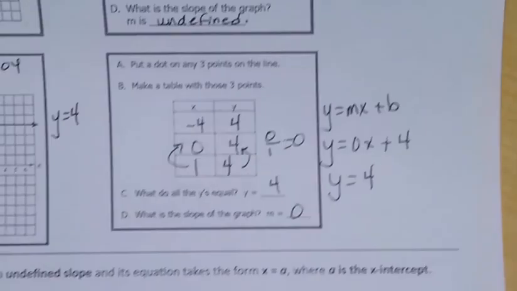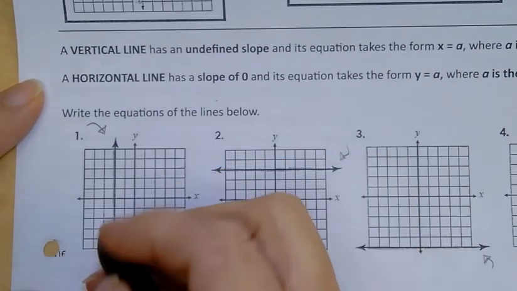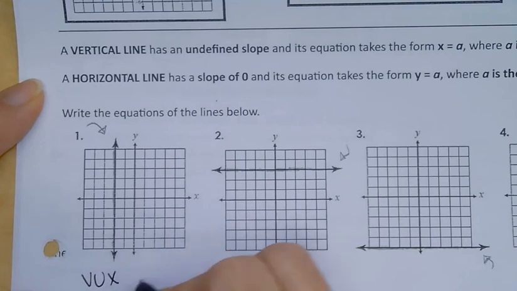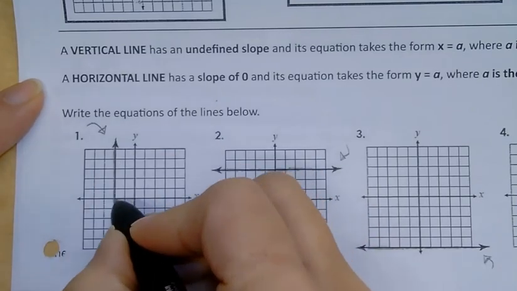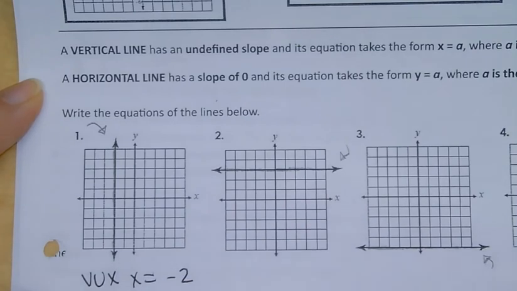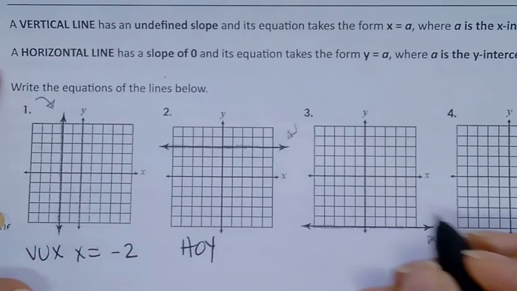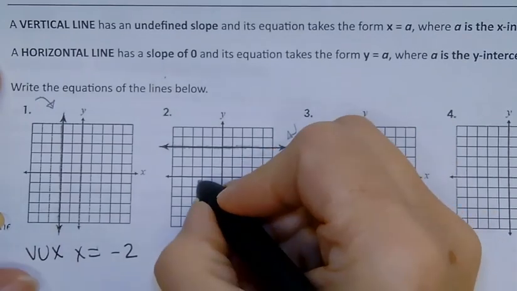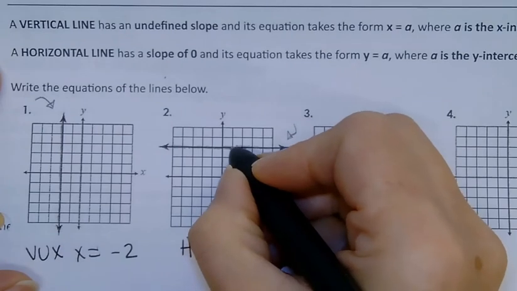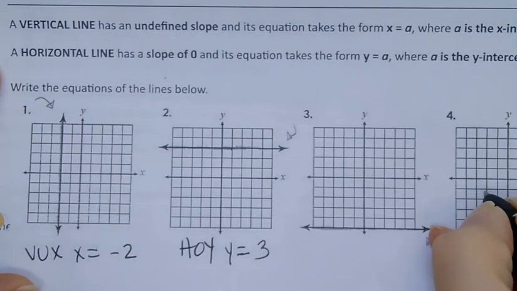All right. Finally, right down here, we're going to write the equation of these lines. This is a vertical line, VUX, so I know x equals some number, and I'm going to say negative 1, negative 2, x equals negative 2. This is a horizontal line, so I know it's HOY, so I know y equals some number. So I'm going to look at any point right here. x is 1, y is 3. Okay, I know y equals 3.